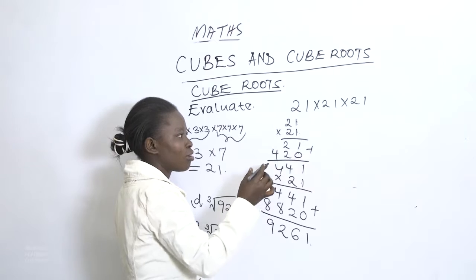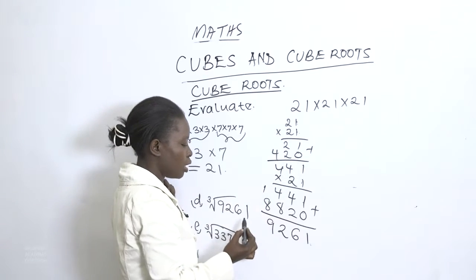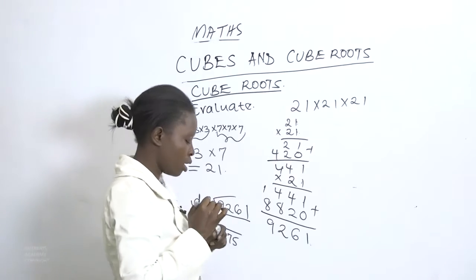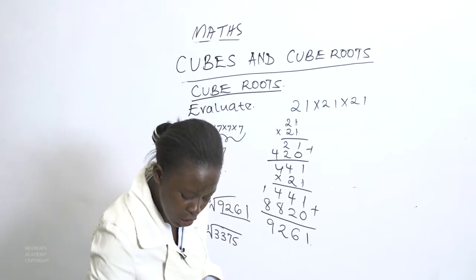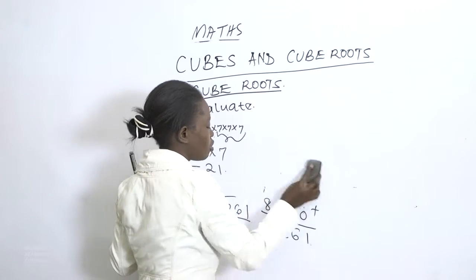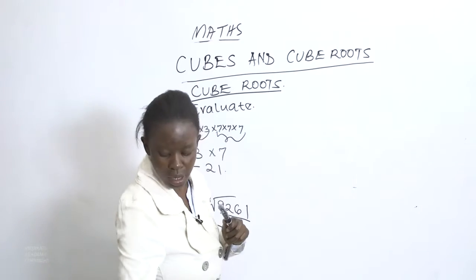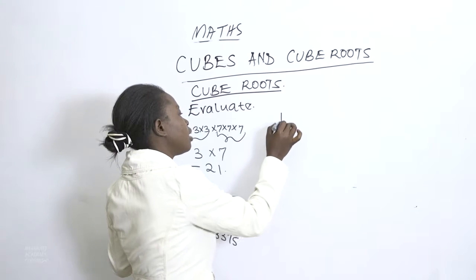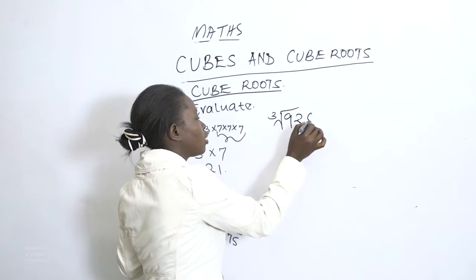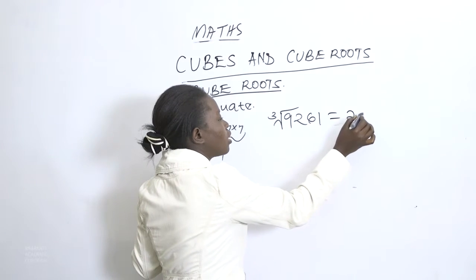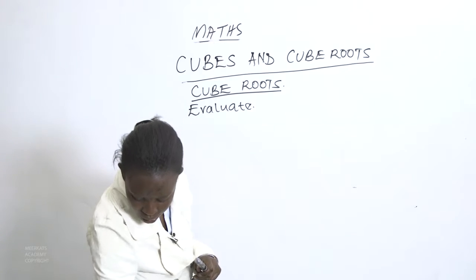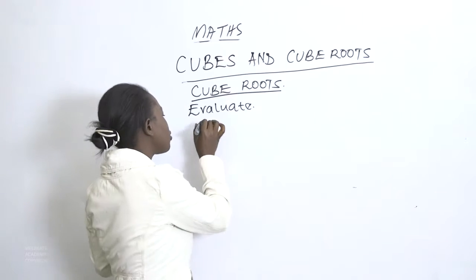And we discover that if I multiply 21 repeatedly 3 times, I'm getting 9,261. So in conclusion, we are simply saying that the cube root of 9,261 is 21. So cube root of 9,261 is simply 21.